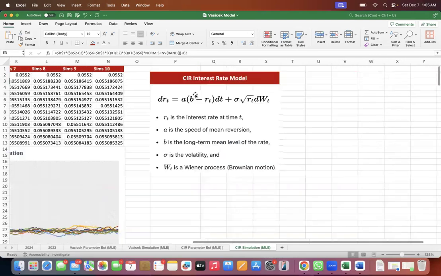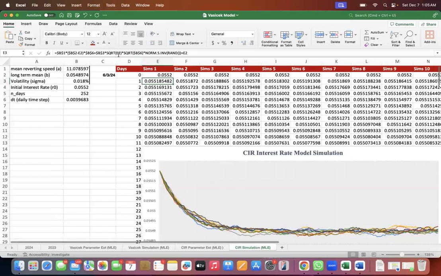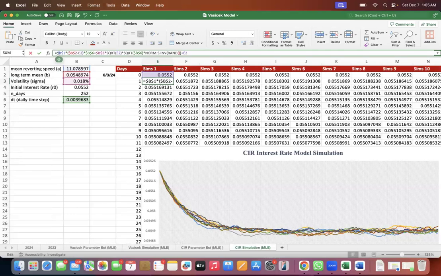So what we'll be doing is we'll be implementing this formula. If you see, this is B1, which is A, the speed of reversion. A times (B minus Rt). What is Rt? Previous day interest rate. Always remember, Rt is the previous day interest rate. So A times (B minus Rt) dt.